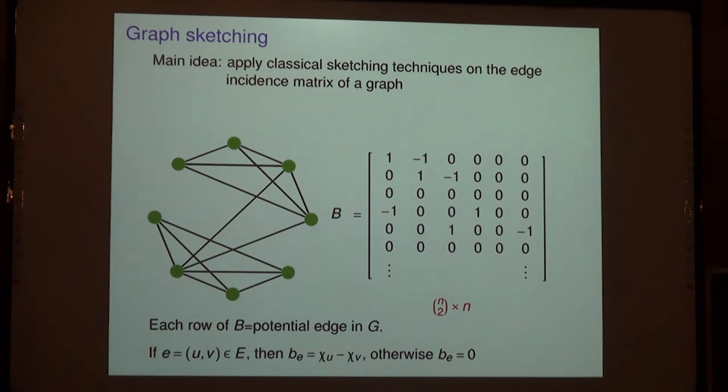So let me first define the edge incidence matrix of the graph. Here's a graph on the left, and here's the edge incidence matrix. This edge incidence matrix is a matrix that has n choose 2 rows. Each row of the matrix is a potential edge. Not all edges are in the graph, so some of the rows are 0. For example, this row is 0 because it corresponds to some pair uv that is a non-edge in the graph. And there are n columns. The columns of this matrix correspond to vertices of the graph. And you have seen a lot of this matrix in Alexandra's lectures.